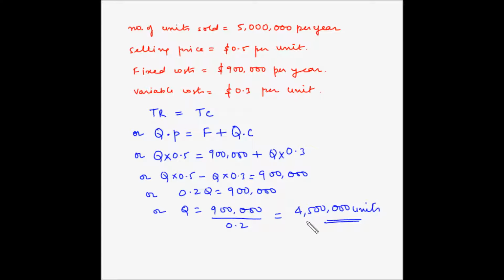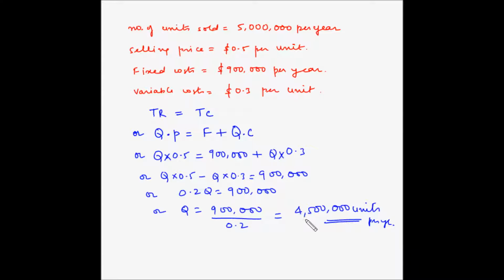So the company Maxus Manufacturing needs to sell 4.5 million units per year in order to break even, and it is currently selling 5 million per year. So definitely currently with these numbers, Maxus Manufacturing is generating profits as it has already surpassed the break-even point. Now this is 4.5 million units per year.